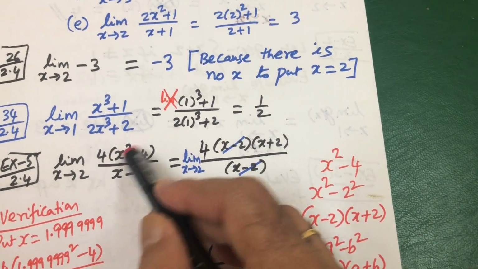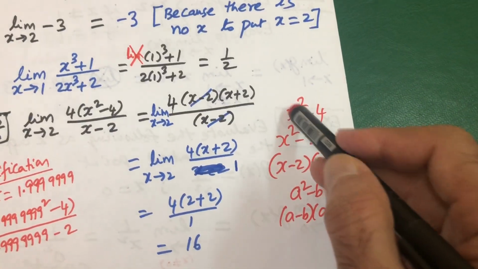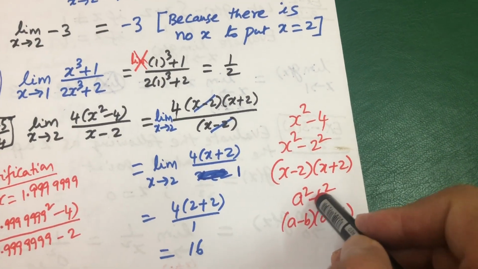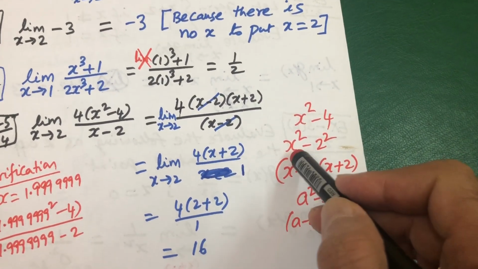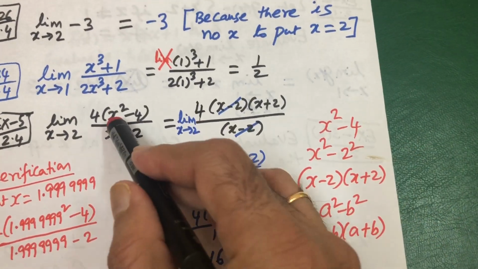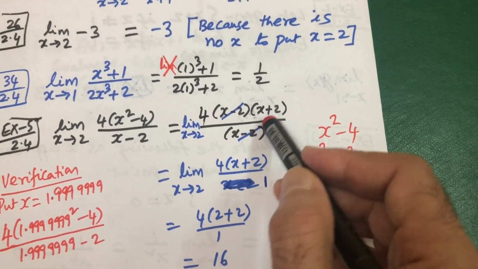How to write this? X square minus 4 is equal to x minus 2 and x plus 2. X square minus 4 means x square minus 2 square. So there is a formula for a square minus b square: a minus b multiply a plus b. Similarly, x minus 2 multiply x plus 2. See, this formula I used for x square minus 4, so I wrote x minus 2 times x plus 2. X minus 2 will cancel.